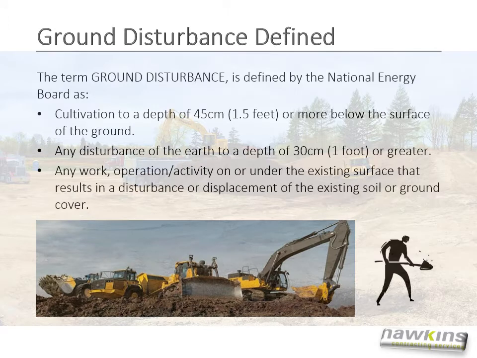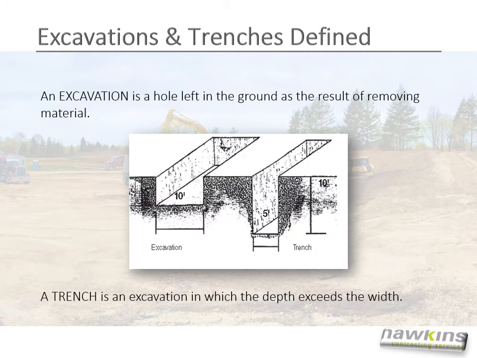The term ground disturbance refers to any of the following activities: cultivation to a depth of 45 centimeters or more below the surface of the ground, any activity to a depth of 30 centimeters or more, or any activity that reduces the cover of a utility to less than that utility's cover requirements. An excavation is simply a hole left in the ground as a result of removing material. And a trench is an excavation in which the depth exceeds the width.